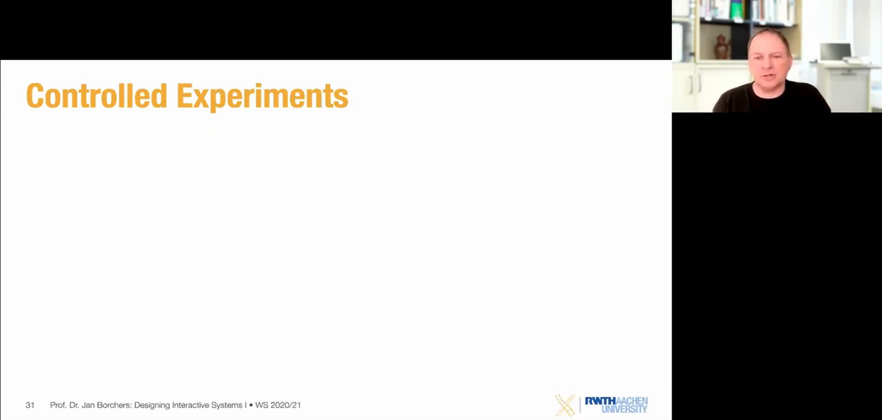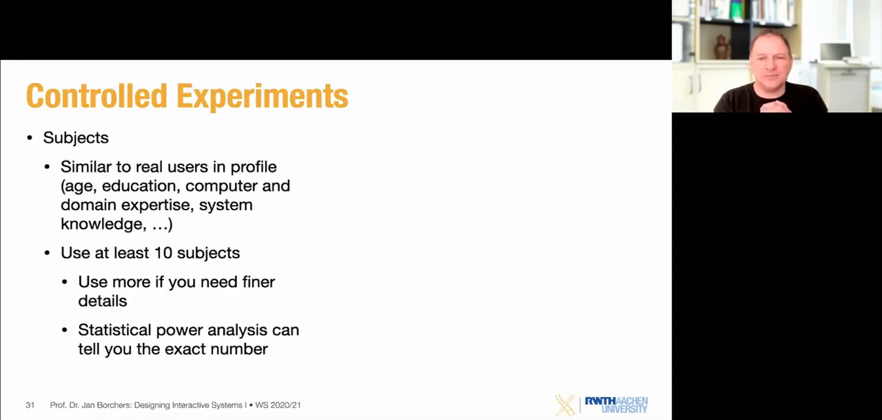A couple of words on controlled experiments. First of all, your subjects. If you are studying something like what we just described, this pie versus linear menu, and you're doing this for software that's supposed to be used by elderly patients in care facilities to select their lunch options for the week, then you don't want to run the study with undergraduate computer science students, right?